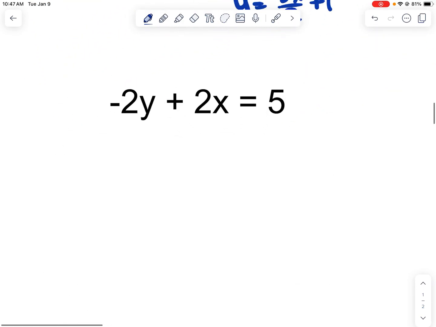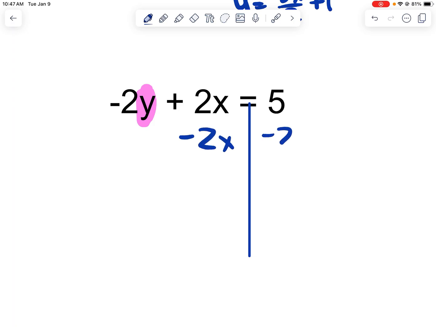This one right here. Okay, I want the y to be by itself, so I'm going to subtract the 2x to make it go to the other side of the equal sign. I would get negative 2y equals negative 2x plus 5.